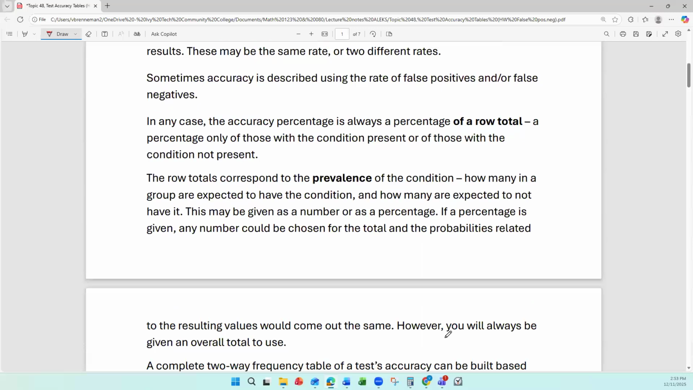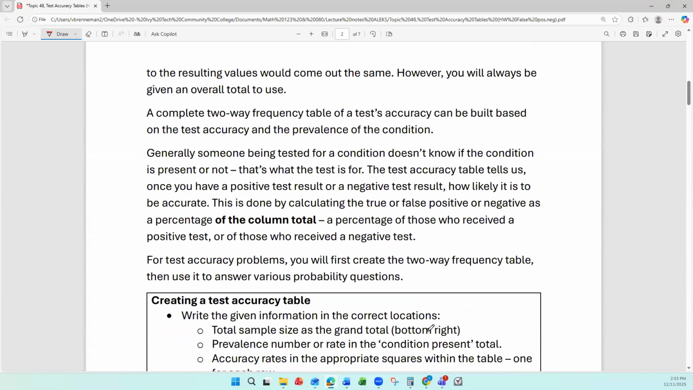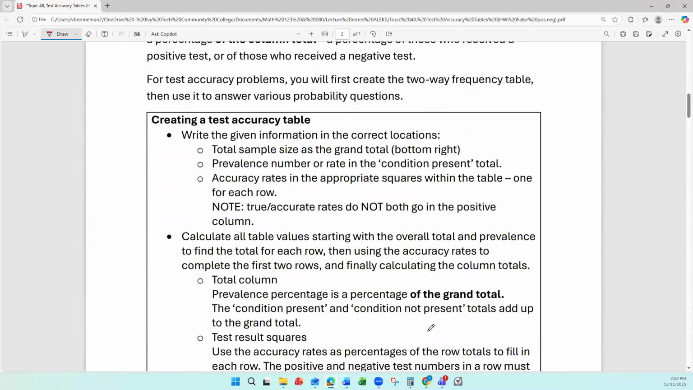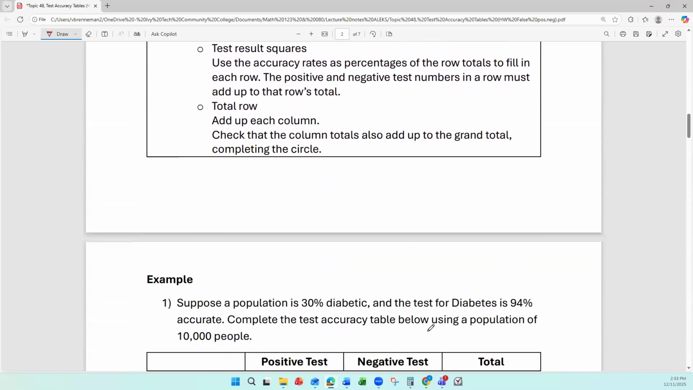And then in general, you want to just start with the given information. The accuracy rates are always as a percentage of the row total. You want to know how totals work in a table again. Everything in the row adds up to the total. So if you know the things in the row, you can find the total. If you know the total and one of the things in the row, you can find the other thing in the row.